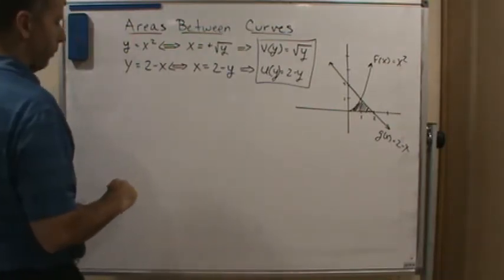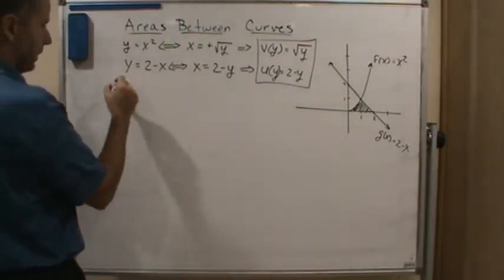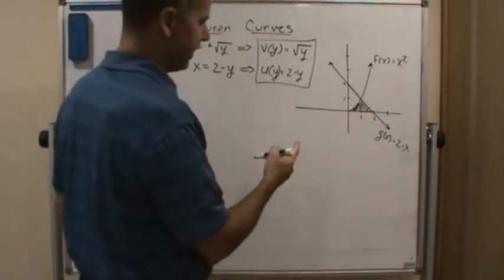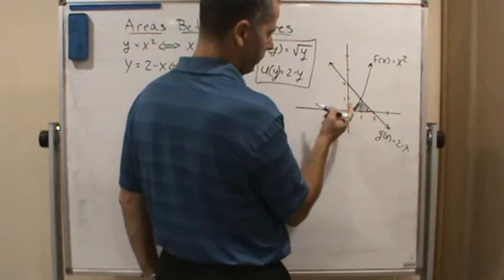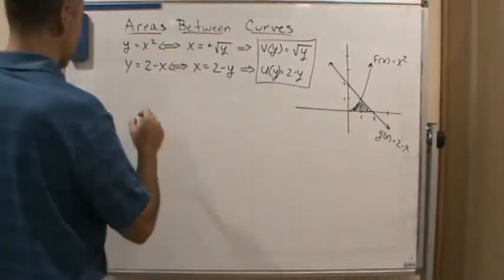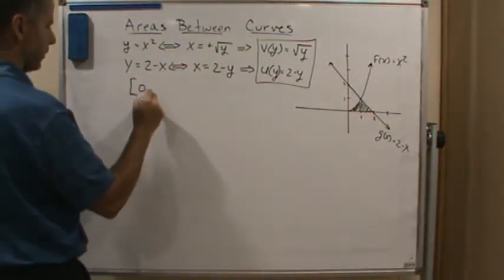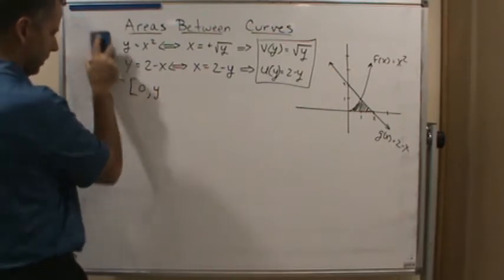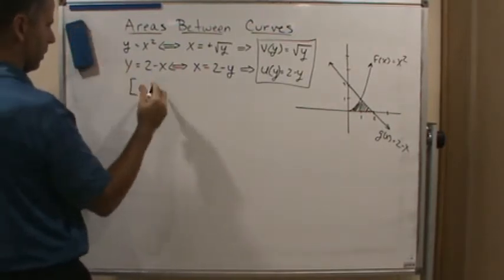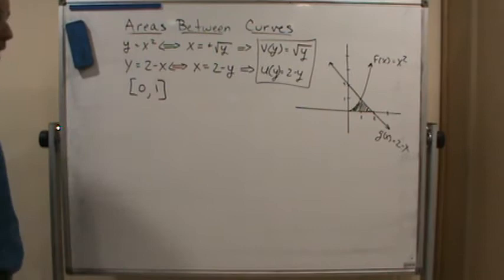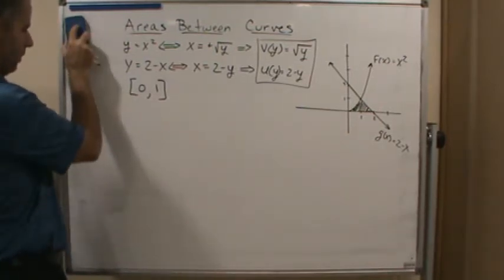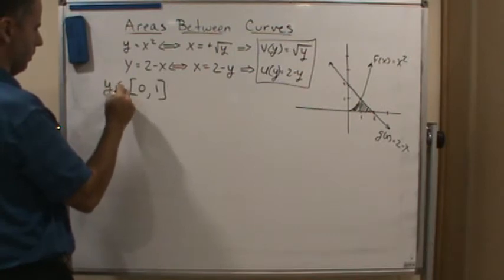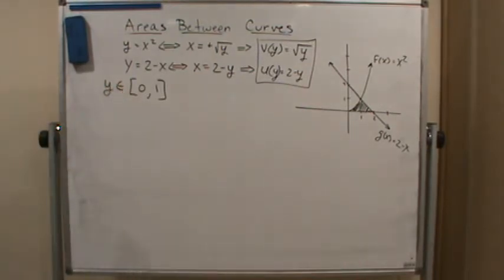And then now, what is our interval? C and D. What's C and D? Well, this time we're going to go from 0 to 1, right? So our interval is from 0 to 1 in the y direction. So again, we're considering all y in the interval 0 to 1.